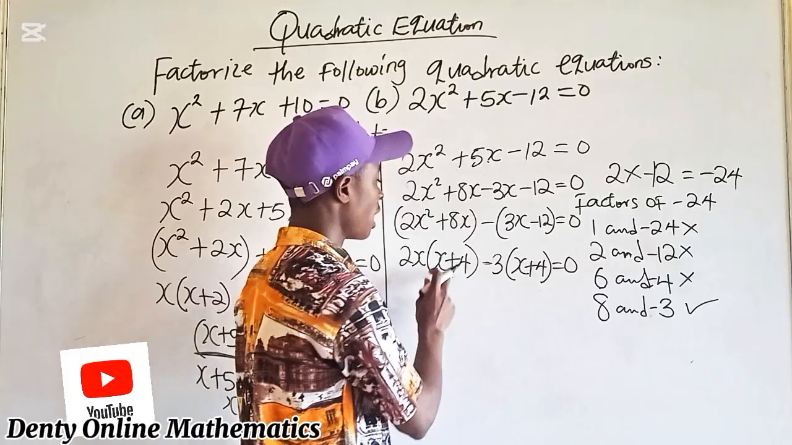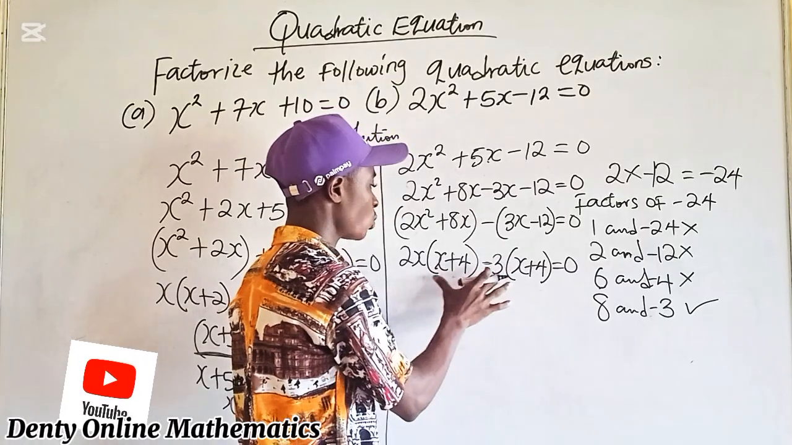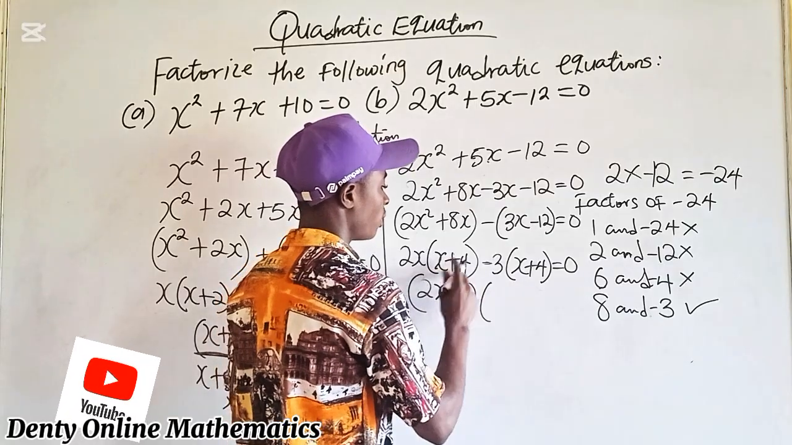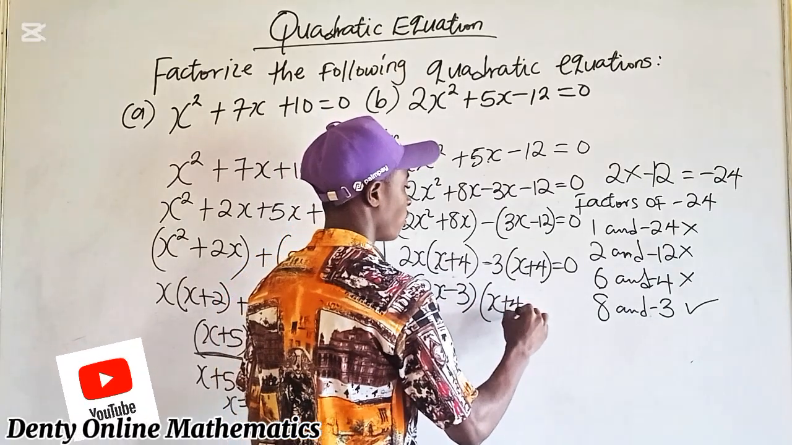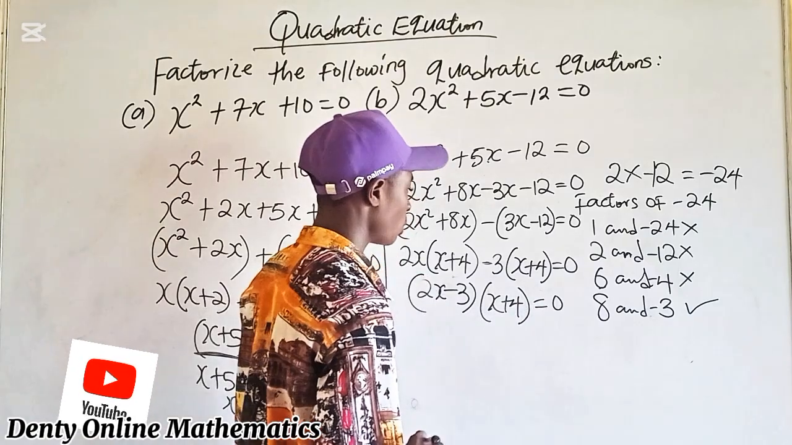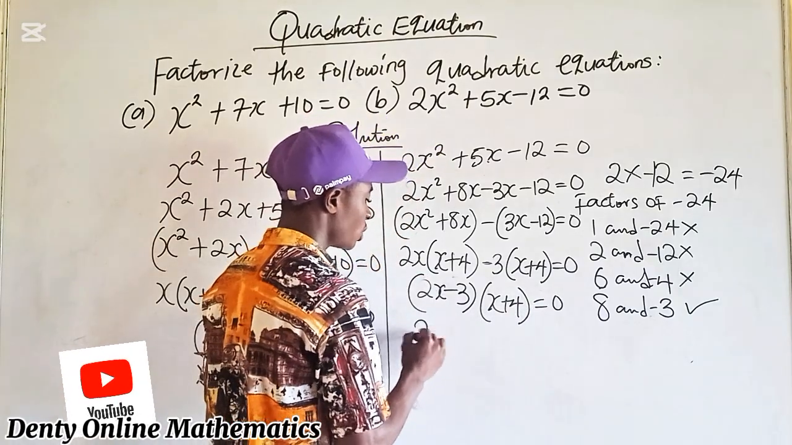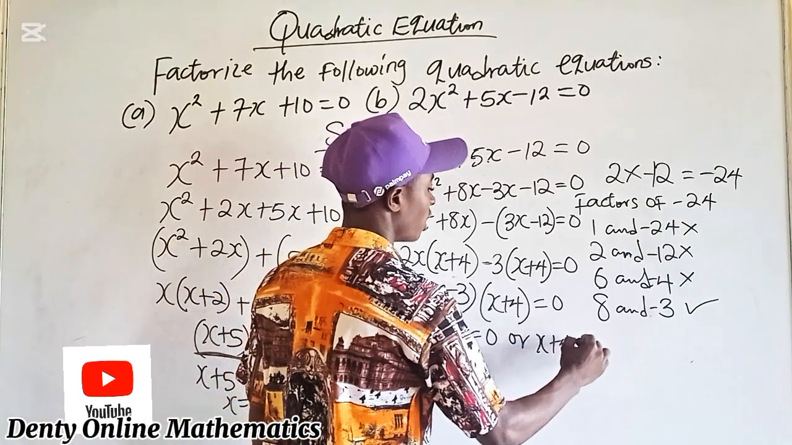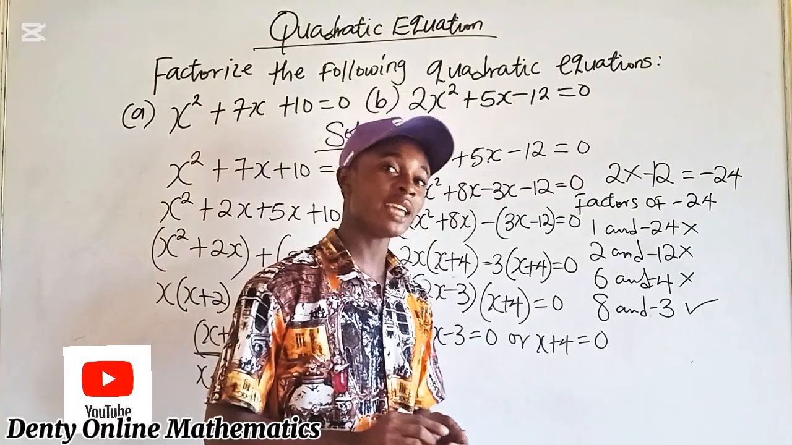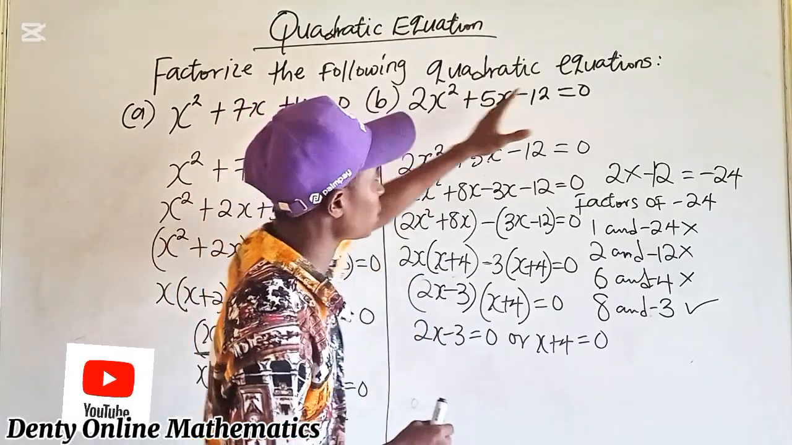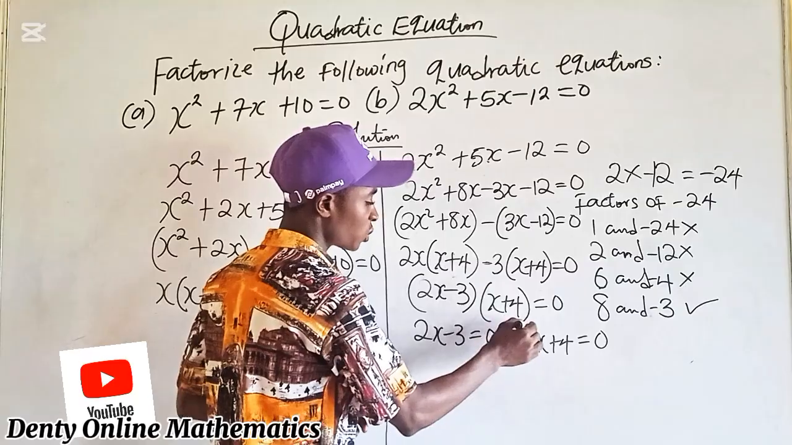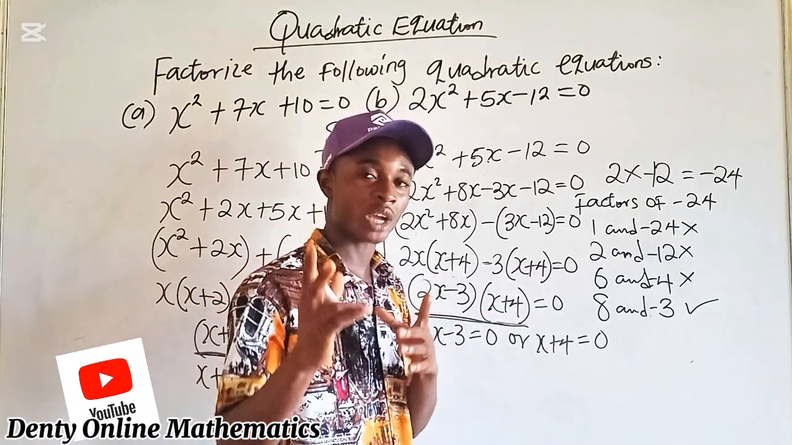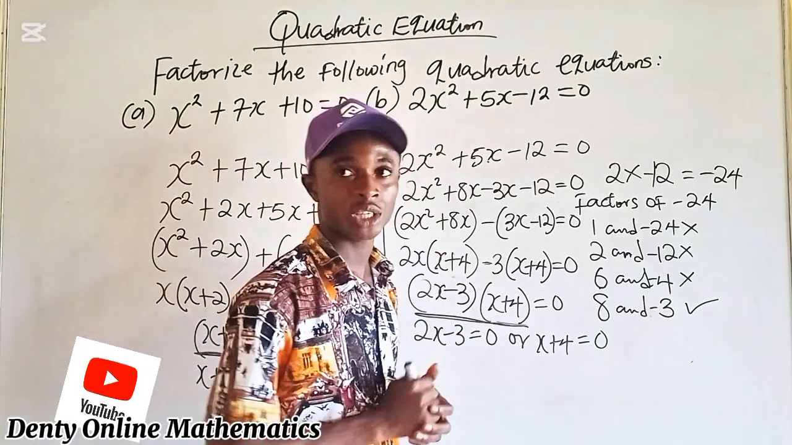Then if you observe, we have common brackets. So we'll take these two outside, which is 2x minus 3, and among them we can pick one, which is x plus 4, equal to 0. Now it is either 2x minus 3 equal to 0 or x plus 4 equal to 0. I told you earlier that we have to factorize the quadratic equation, so we were supposed to stop here, but the way I'm coming down, it means I'm going to tell you how to look for the solution of the equation.